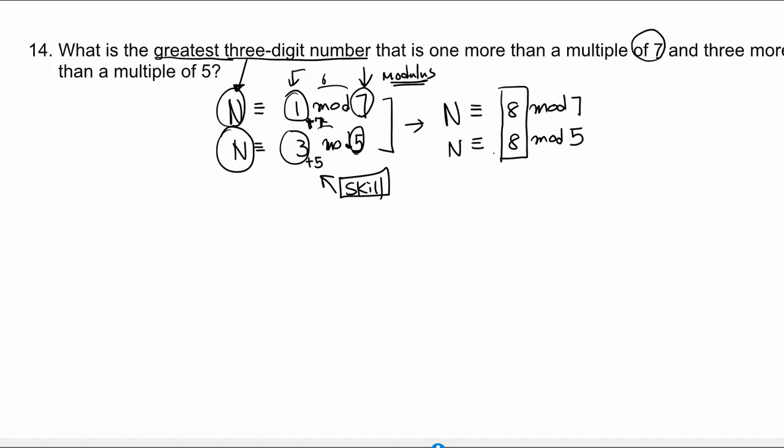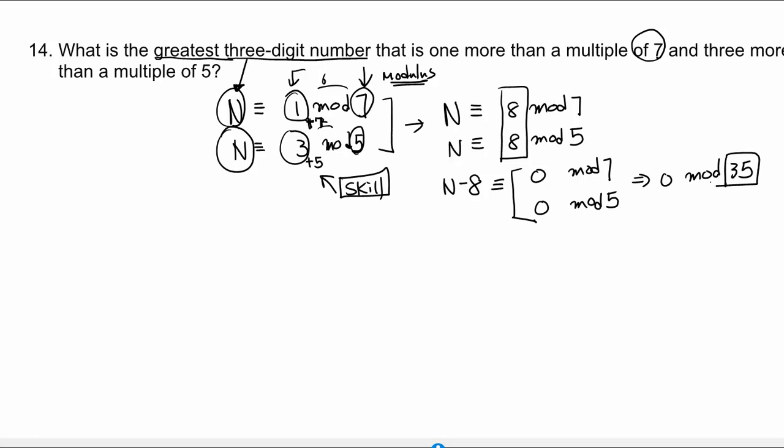Now the next number, what is that? You can take the same number, that is better. n minus 8 is 0 mod 7, also 0 mod 5. So what can you say? n minus 8 is a multiple of 7 and 5. So this is 0 mod 35. It should be a multiple of 35.